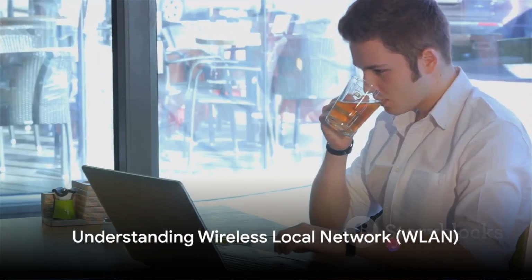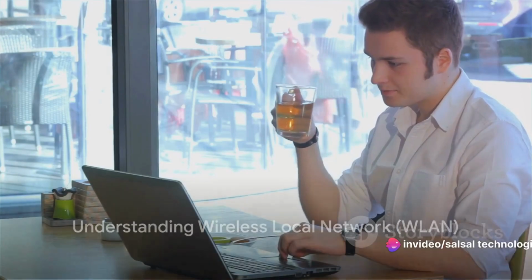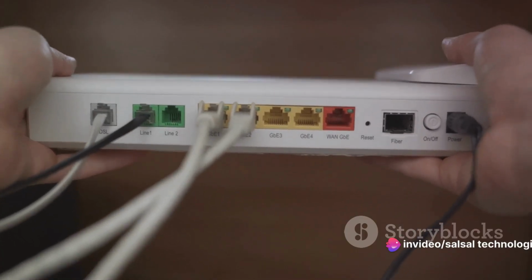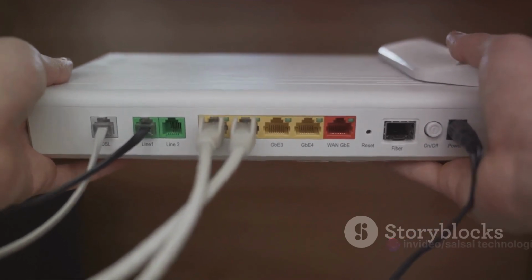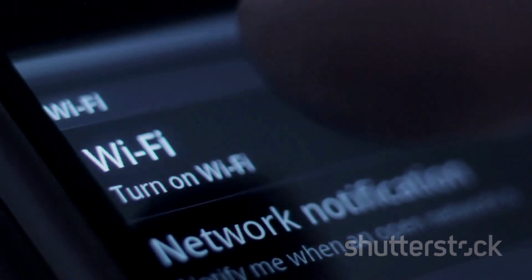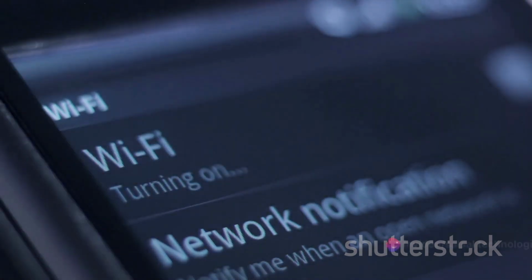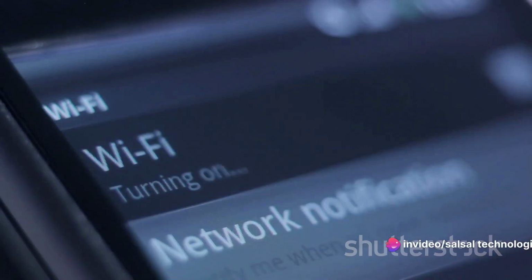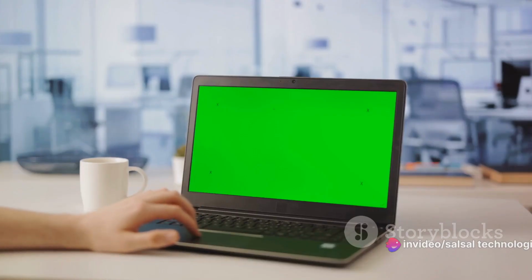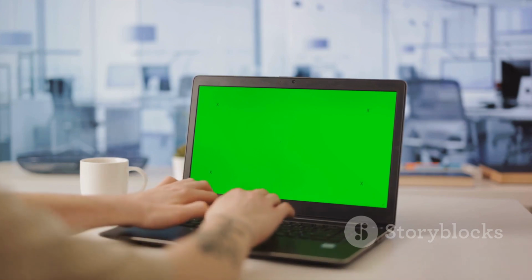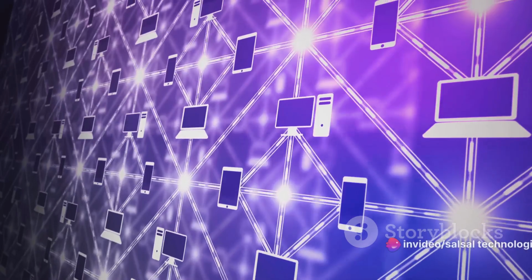Next up, we have Wireless Local Network, commonly referred to as WLAN. A WLAN is essentially a local network, quite like the ones we discussed earlier, but without the restrictions of wires. Instead, it uses radio waves to transmit data over short distances, typically within a building or a small group of buildings. This technology brings about a significant level of convenience and mobility. You can move around with your device within the network range and still stay connected.